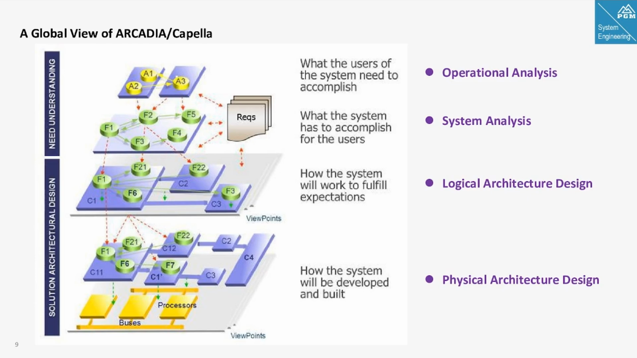And in the first stage, the operational analysis, we will define what the users of the system need to accomplish. And in the system analysis, we need to answer what the system has to accomplish for the users. And then in the logical architecture design, we will define how the system will work to fulfill expectations. And in the last part, we will define how the system will be developed and built. And in each of these 4 stages, we can define some kind of interface information in different granularities.